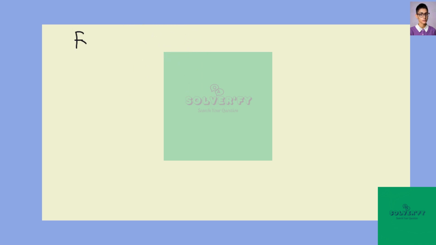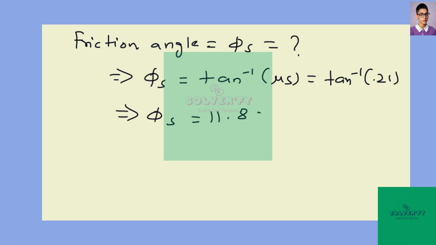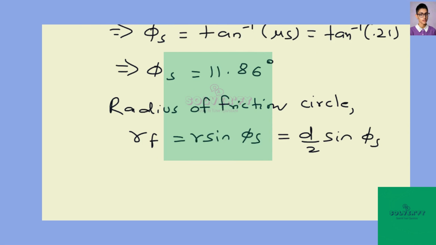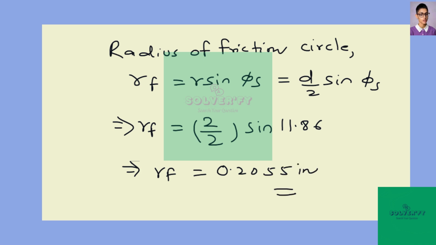Now, solving this problem, we can write friction angle is equal to phi s is equal to tan inverse mu s. On putting the value of mu s, we get phi s is equal to 11.86 degrees. Now, radius of friction circle is equal to Rf. So, we know that Rf is equal to R sin phi s. So, R is d by 2, that is diameter by 2. So, putting the given value, we will get the value of Rf is equal to 0.2055 in.